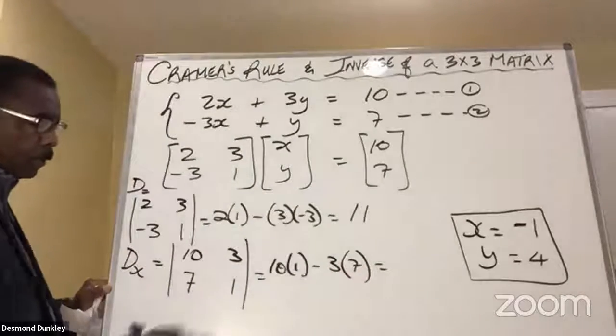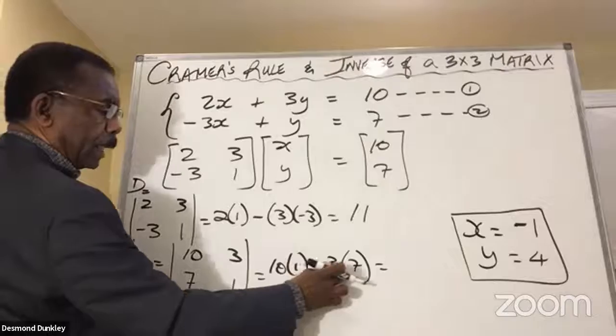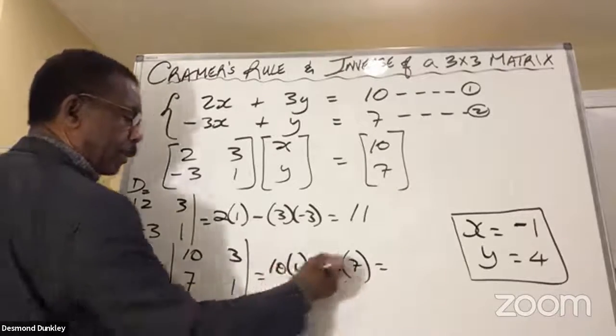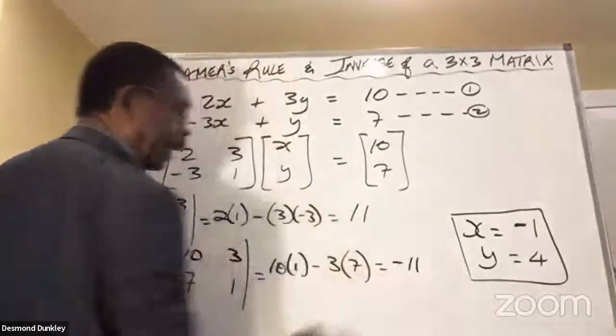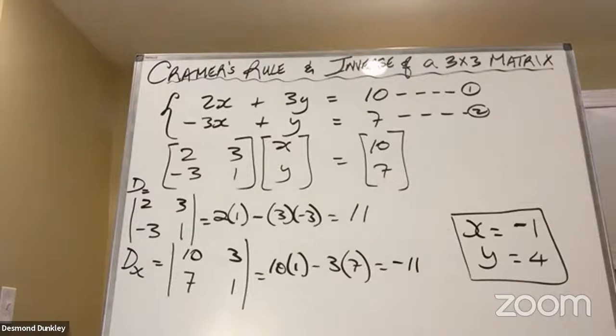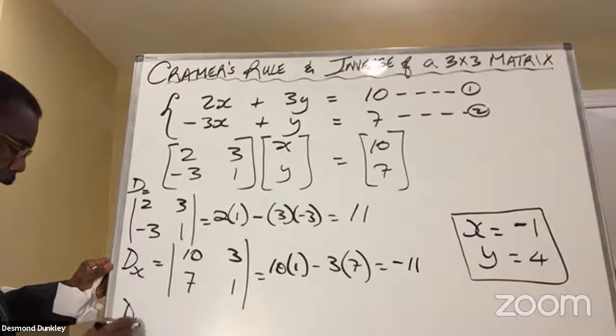And what does that equal to? 10 times 1 is 10, 3 times 7 is 21. So it's 10 minus 21 gives me negative 11. Now I need to find dy.